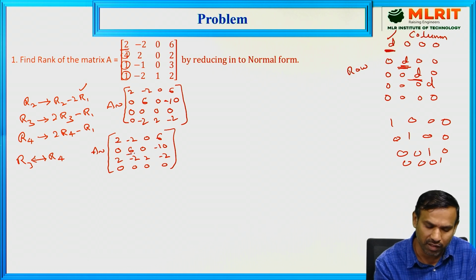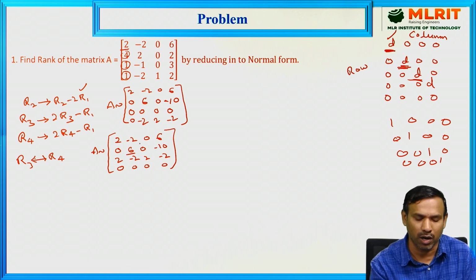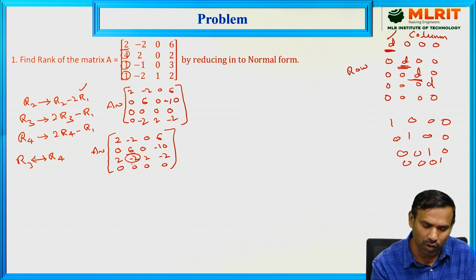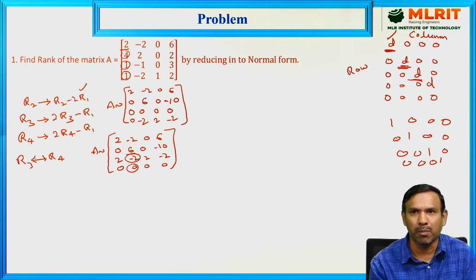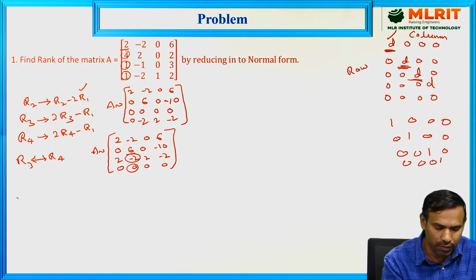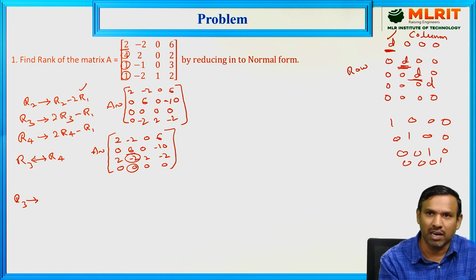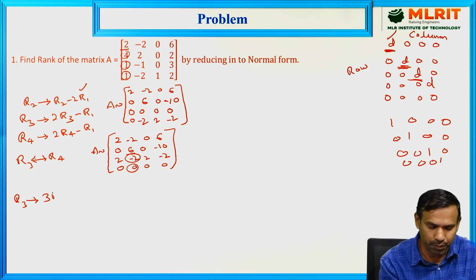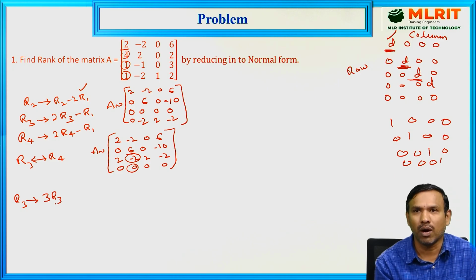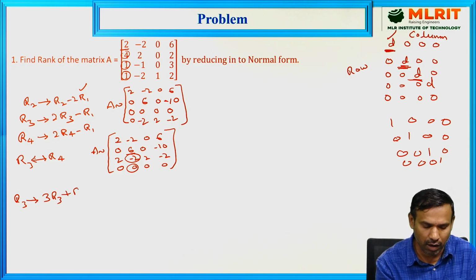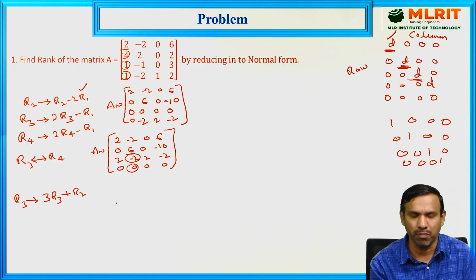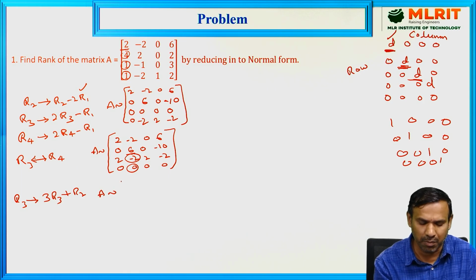Second row, second element is 6. Using 6 and using R2, make the R3 element 0 and R4 element 0. R4 element is already 0. Then the R3 element we have to make 0. R3 is minus 2, R2 is 6, and multiply by 3. 3 into R3 means minus 6 plus R2. Minus 6 plus 6 will become 0. Opposite sign means addition. Same sign means subtraction. 2 minus 2, 0, 6, right? 0, 6, 0, minus 10.